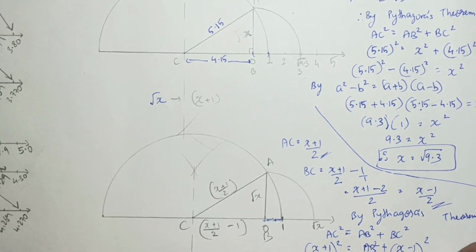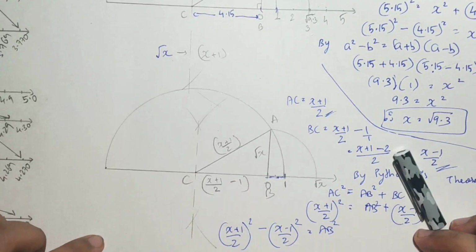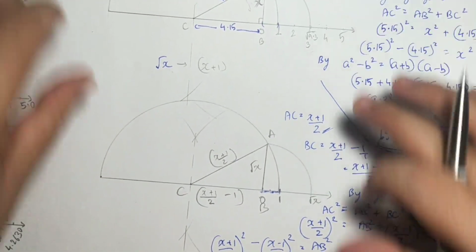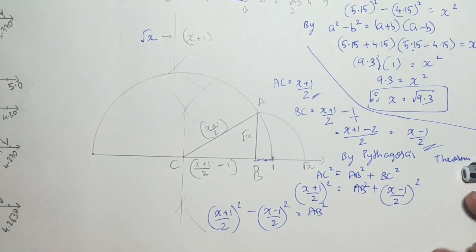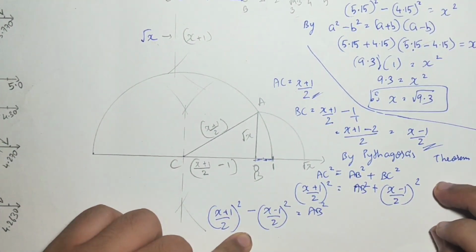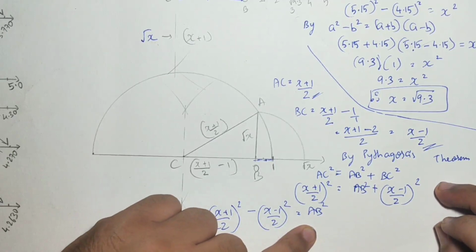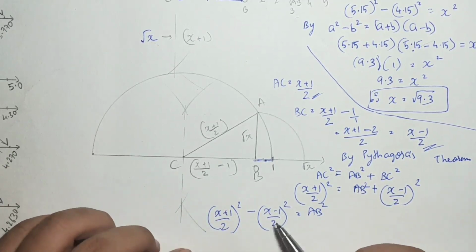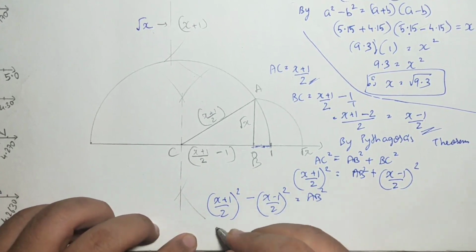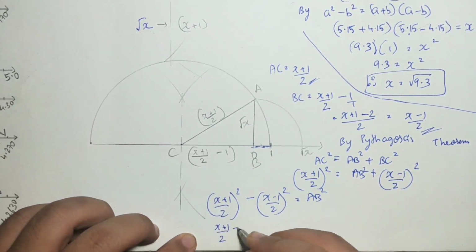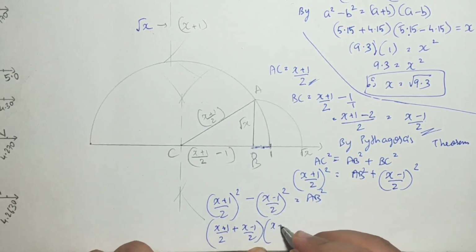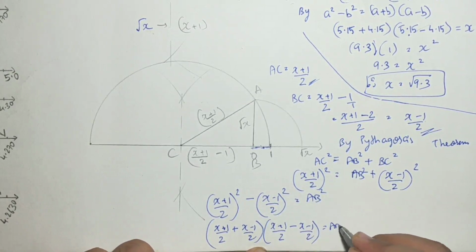AB square. Now we will get ((x plus 1) upon 2) whole square minus ((x minus 1) upon 2) whole square as AB square. Okay, till now is it clear? A square minus B square. If we apply A square minus B square, this will be ((x plus 1) upon 2 plus (x minus 1) upon 2) into ((x plus 1) upon 2 minus (x minus 1) upon 2) equals AB square.